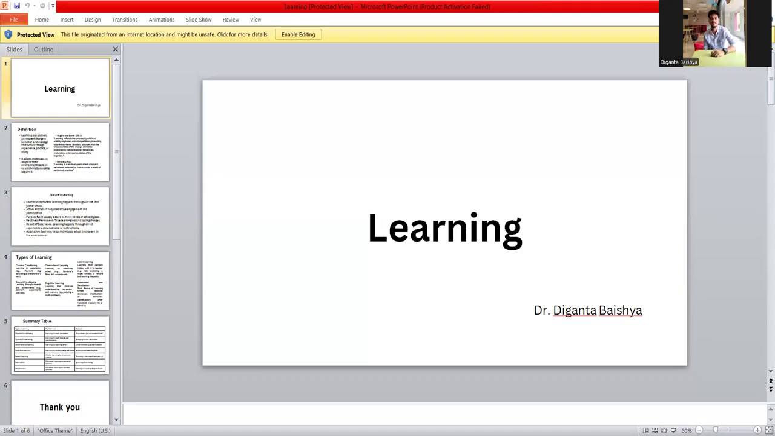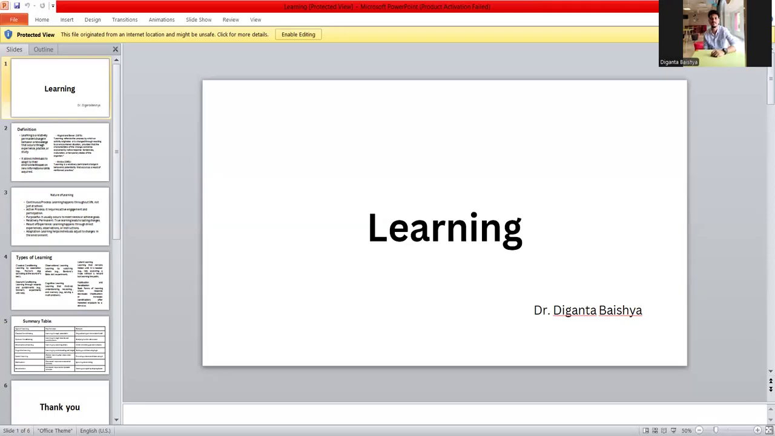The next point is that learning is purposeful. Individuals learn to fulfill their needs or achieve specific goals. The next point is relatively permanent change. When we learn something, true learning leads to lasting changes. It makes changes in our behavior. The next point is results of experiences. Learning is based on interaction with the environment, direct or indirect.